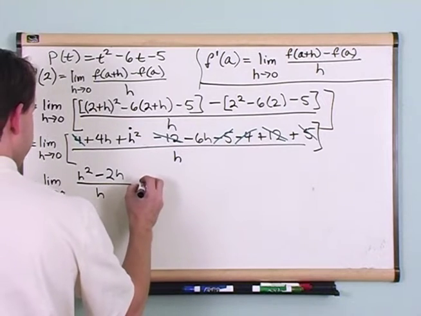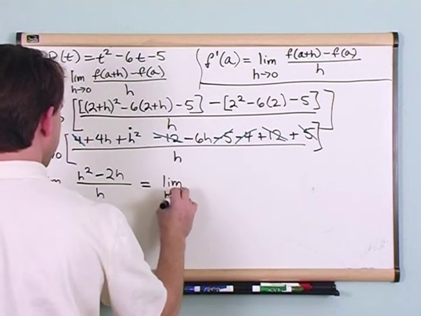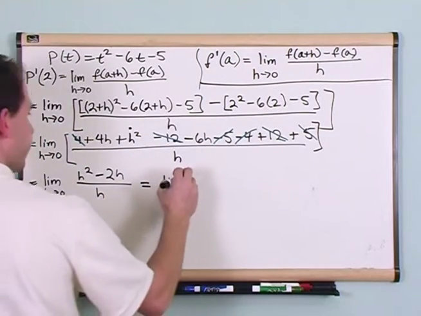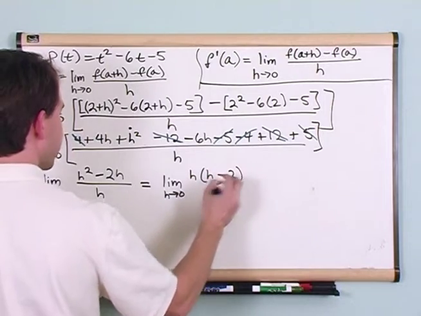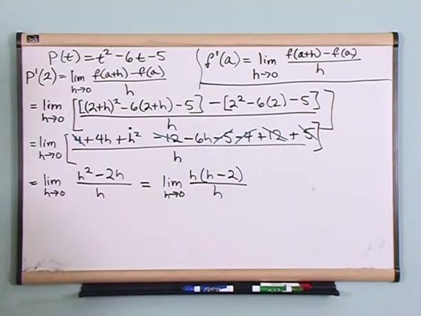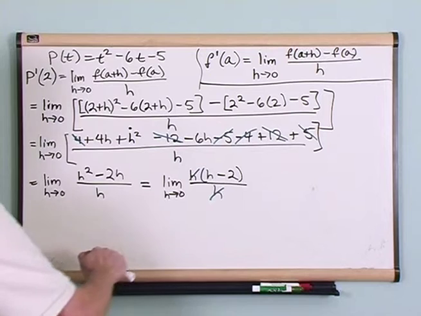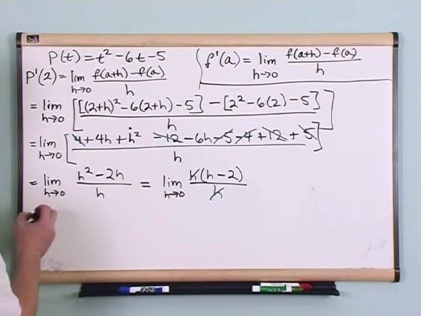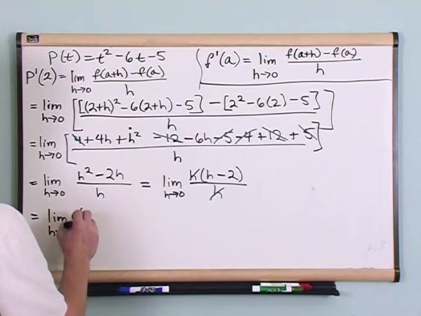Now how do you simplify this? I could say this is equal to the limit as h goes to 0. I'm going to pull out an h from the top. It's going to be h inside minus 2. All I did was factor out an h, and this is over an h. Now the only reason I really did that is because I knew that if I did that, this would cancel with this. Okay, because h divided by h is 1. So in the end, I'm going to be left with the limit as h goes to 0 of the quantity h minus 2.